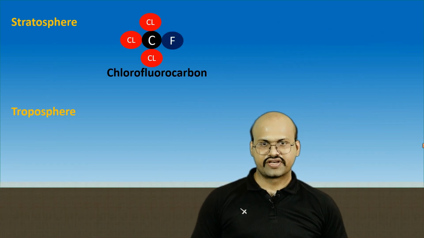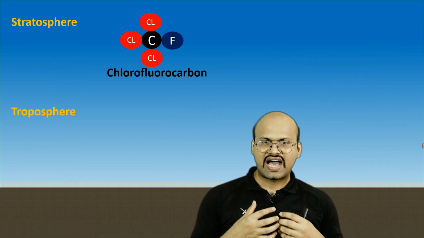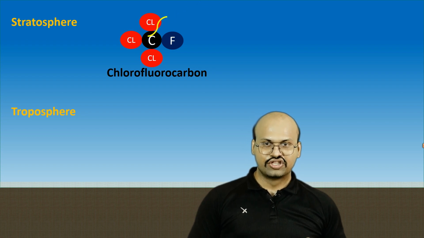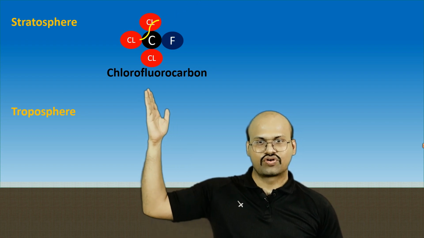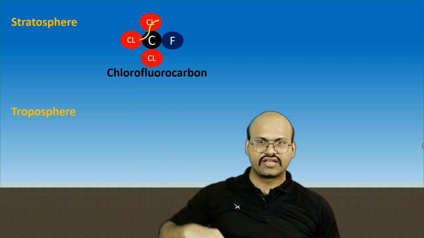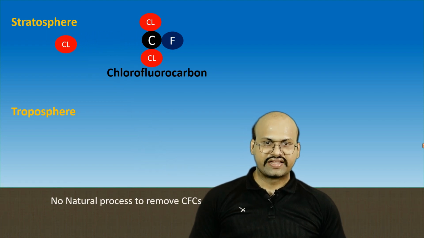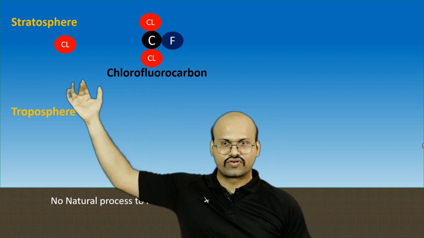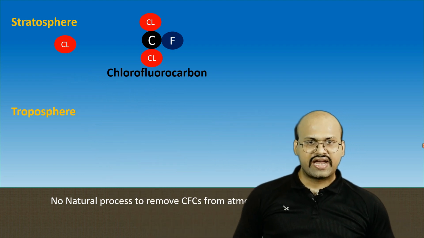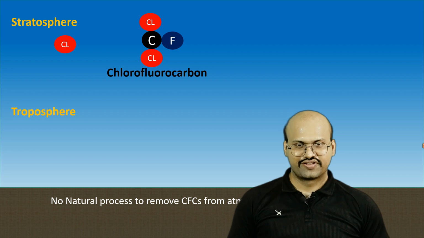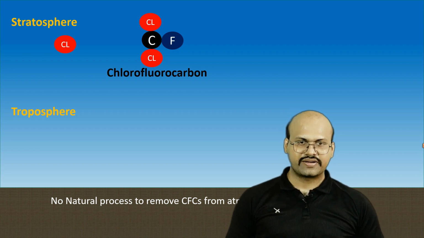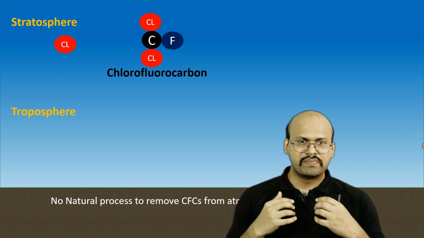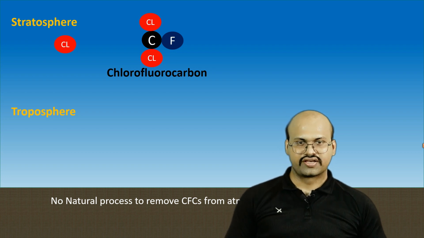In the stratosphere, we know that there is a high intensity of UV rays. When these UV rays collide with these chlorofluorocarbons, a chlorine ion is released. Thus, this chlorine from the CFCs becomes the source of chlorine in the stratosphere. And there is no natural process for removing CFCs from the atmosphere. So that is why CFC compounds become a major threat to the ozone layer.